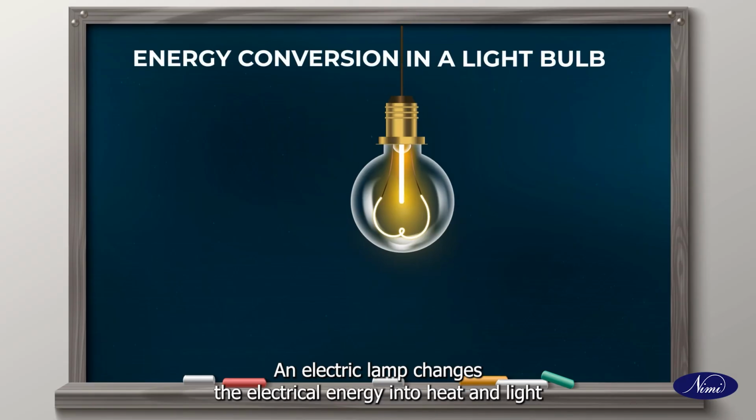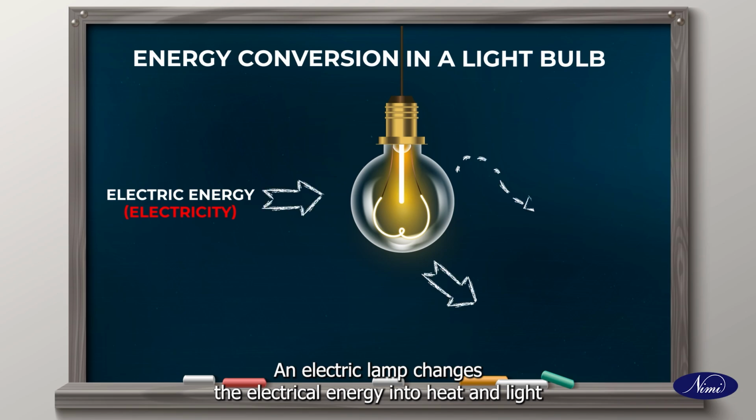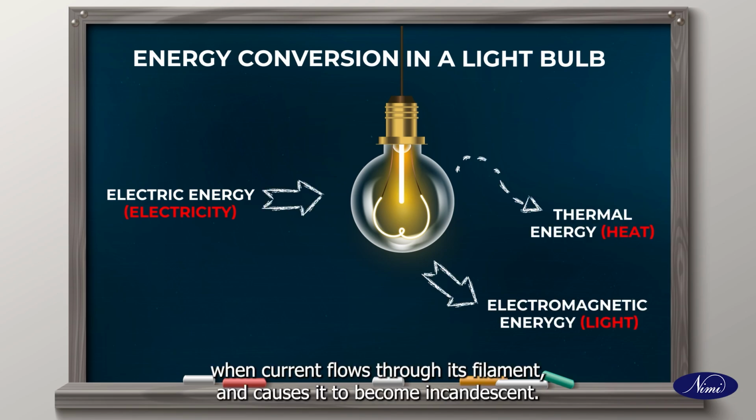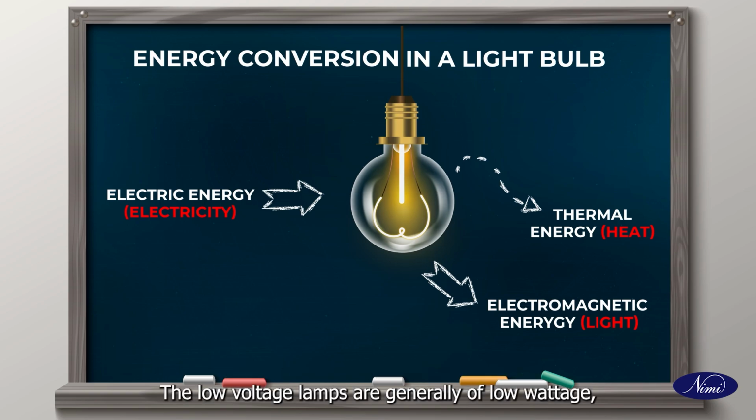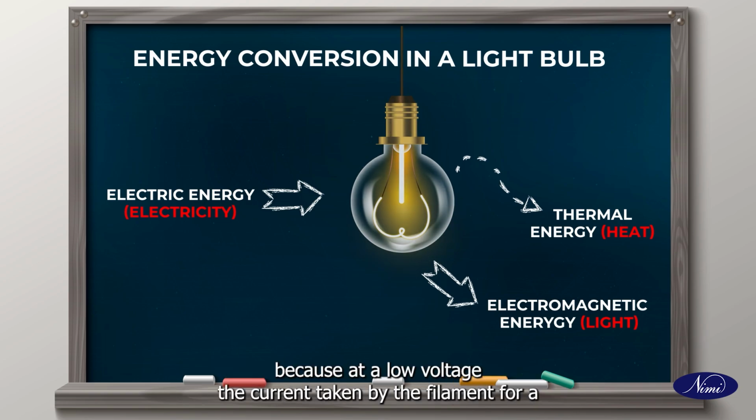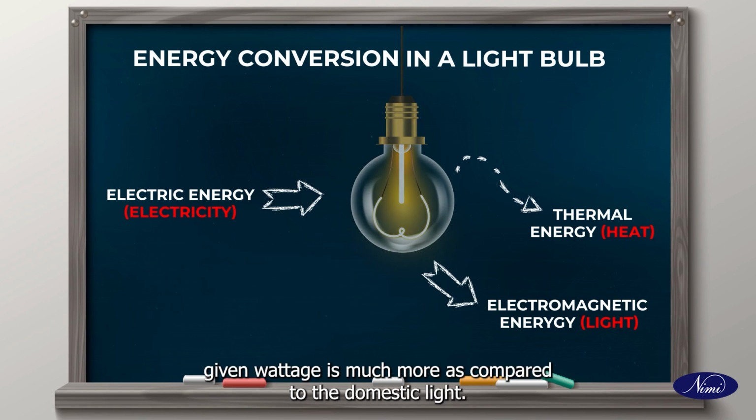An electric lamp changes the electrical energy into heat and light when current flows through its filament and causes it to become incandescent. The low voltage lamps are generally of low wattage because at a low voltage, the current taken by the filament for a given wattage is much more as compared to the domestic light.